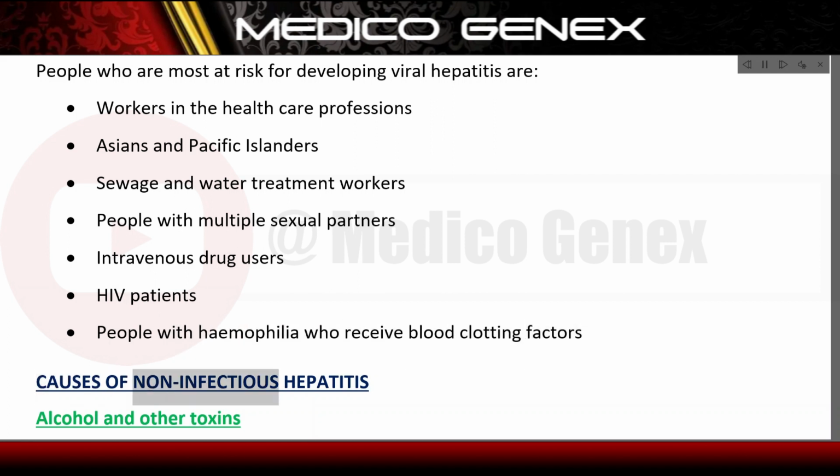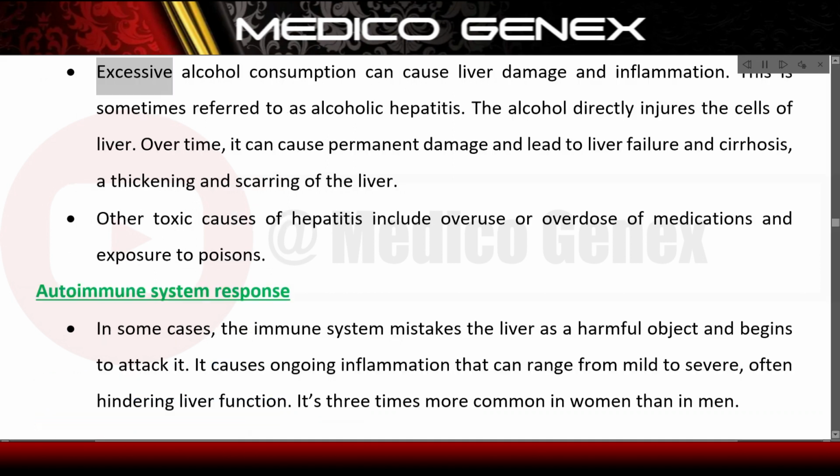Causes of non-infectious hepatitis. Alcohol and other toxins. Excessive alcohol consumption can cause liver damage and inflammation. This is sometimes referred to as alcoholic hepatitis. The alcohol directly injures the cells of liver. Over time, it can cause permanent damage and lead to liver failure and cirrhosis, a thickening and scarring of the liver. Other toxic causes of hepatitis include overuse or overdose of medications and exposure to poisons.